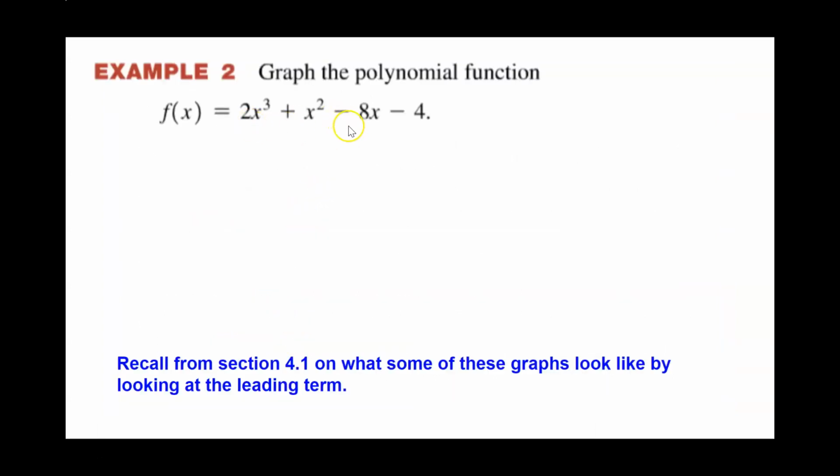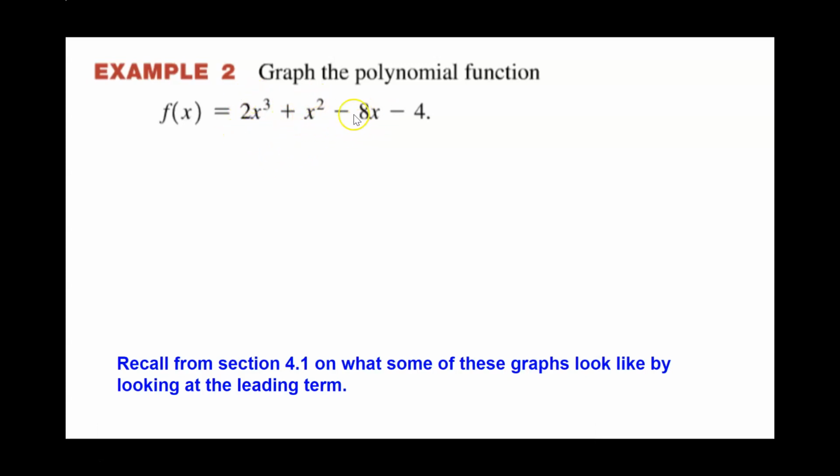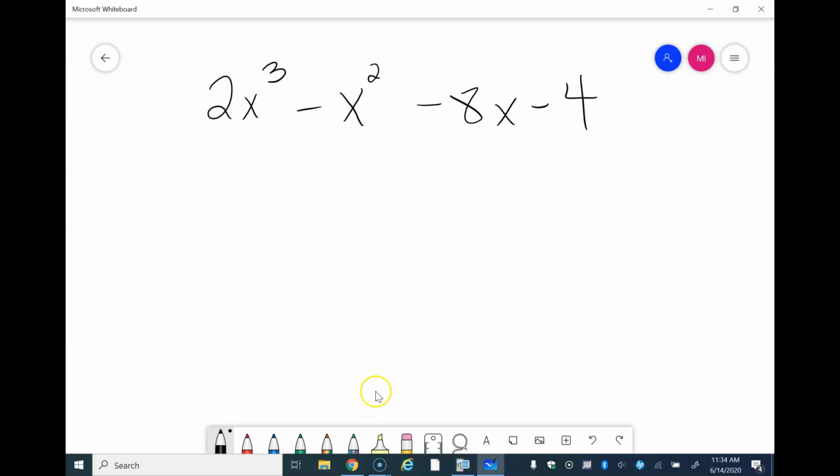So here's our function that we want to graph. Once again, we have to look to see if we can do factor by grouping. Again, if you have 4 terms in a polynomial function, we can do our factor by grouping. So let's go ahead and do that now. So here's the function. Let's group the first two together and find the GCF. And then group the last two together to find the GCF.